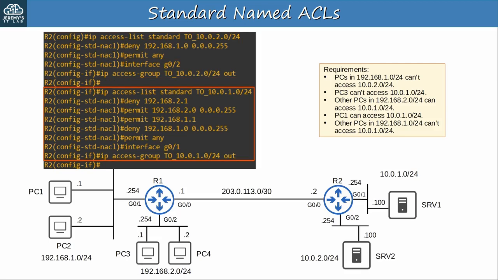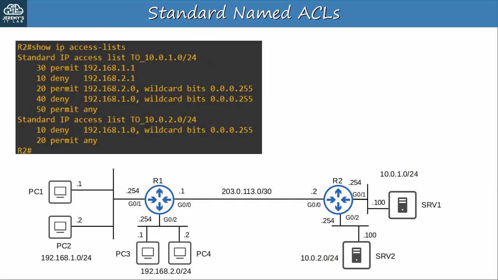I called the second ACL 2_10.0.1.0/24. First, I denied PC3, 192.168.2.1. Then I permitted the rest of the PCs in PC3's network. I then permitted PC1, but denied the other PCs in PC1's network. Then I permitted all other traffic. Finally, I applied the ACL outbound on the G01 interface, and that's it. ACL configuration can be flexible sometimes, so there are other ways to configure these ACLs that will work too, but this is my solution.